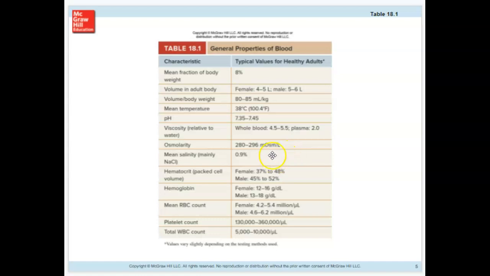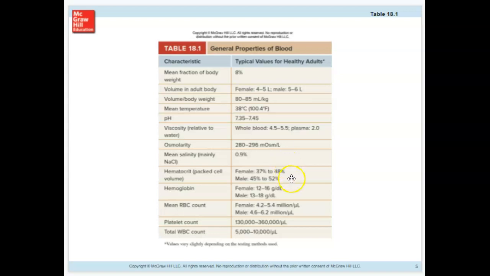The mean salinity is going to be about 0.9% mainly because we have salt in our blood, and mainly from sodium. Remember, 90% of the cations is going to be sodium. That is why when we need some hydration, some IVs, the most frequent solution that we use is normal saline, or 0.9%.